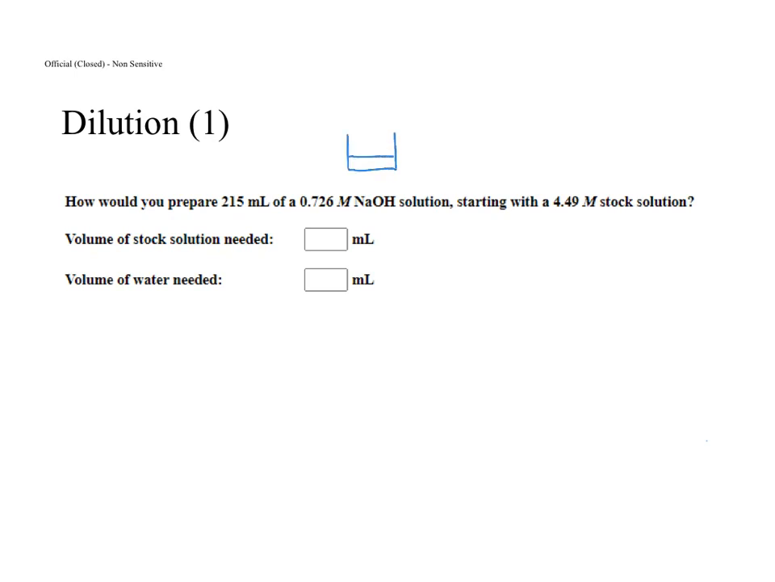We start off with a concentrated stock solution of 4.49 molar. And we want to add water so that it will become a diluted solution of 0.726 molar with a final volume of 215 ml.